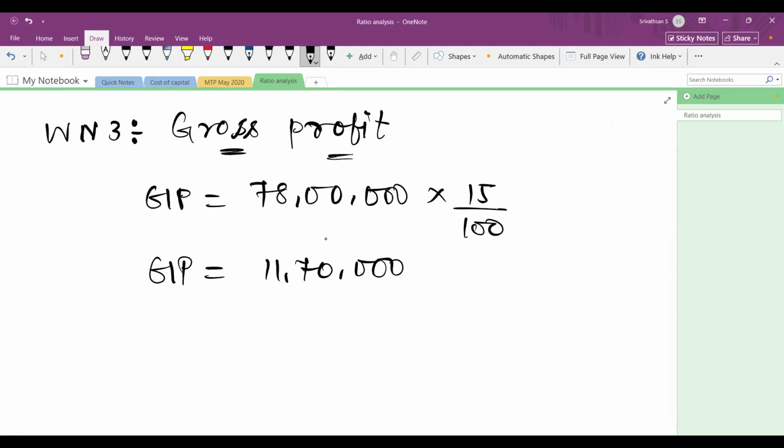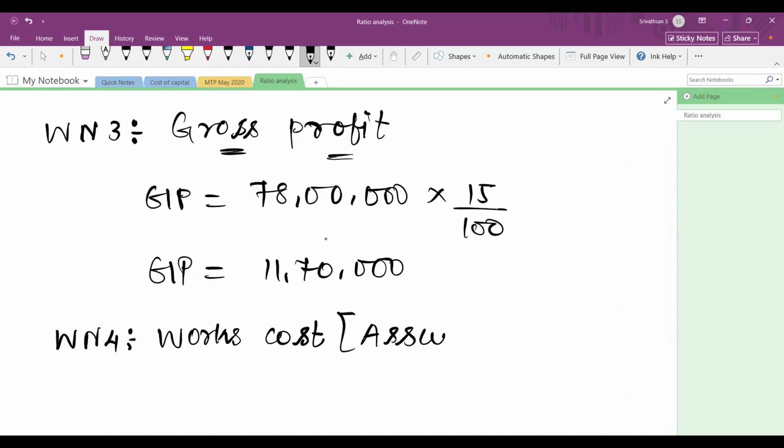Now listen, what is sales minus gross profit? COGS generally, but in this question, COGS is equal to works cost. So working note number 4, works cost. Open a bracket and write down assumed to be equal to COGS.